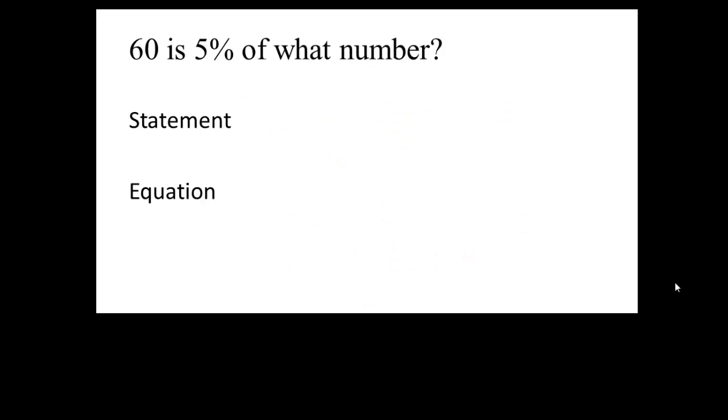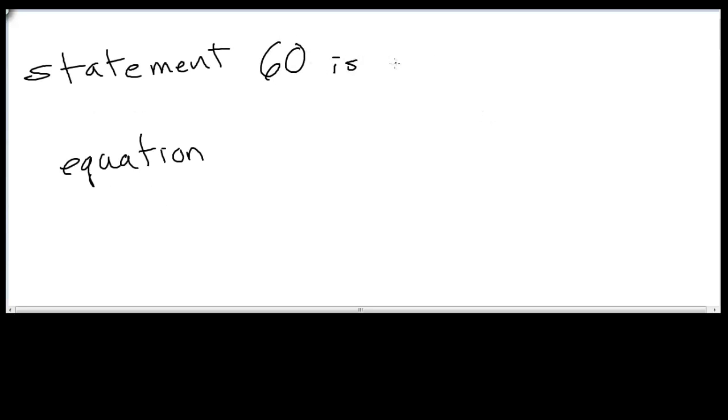Let's look at the question. 60 is 5% of what number? So if I'm going to change this statement into an equation, I want to understand that is interpreted as an equal sign, of is interpreted as a multiplication sign, and the phrase what number refers to my variable. So I'm going to translate it into an equation that I can then solve. So 60 is 5% of what number? So in my equation, 60 is 60. Is, as I said, is interpreted as an equal sign, so I'll make it equals.